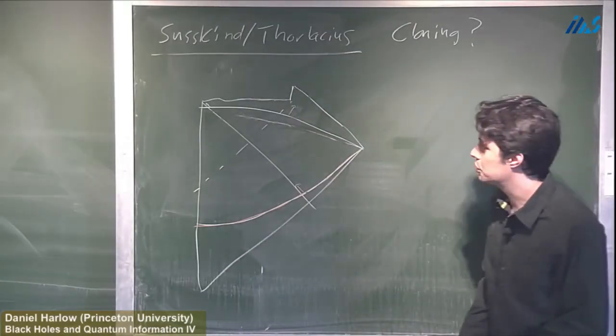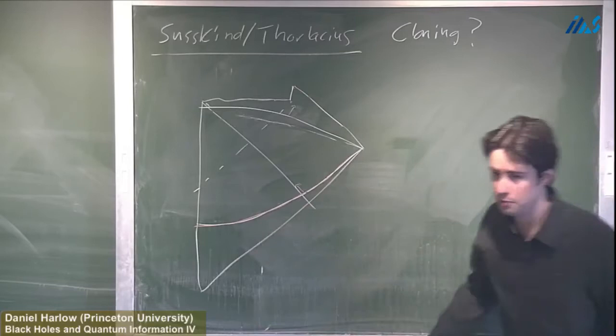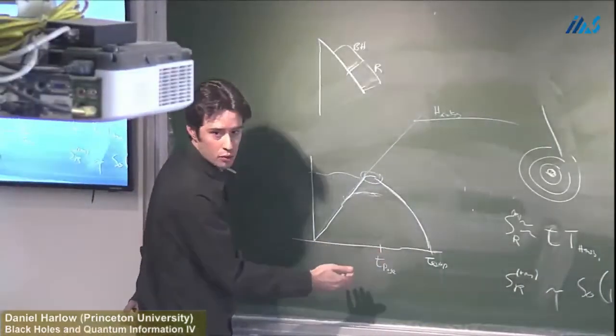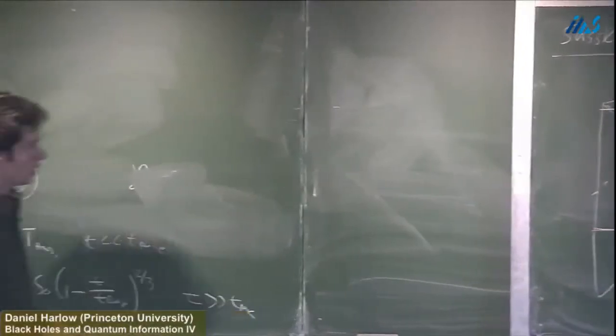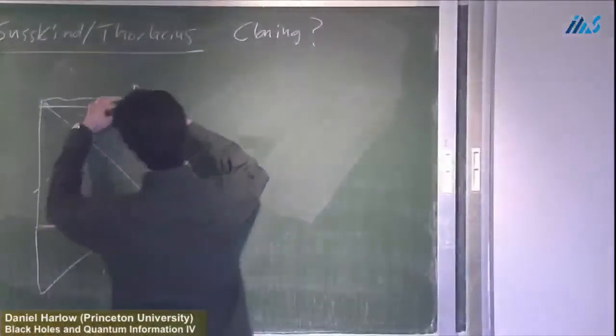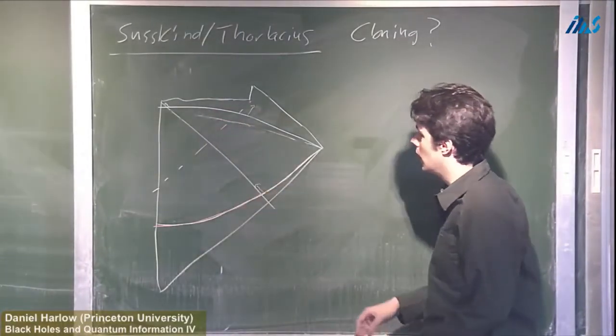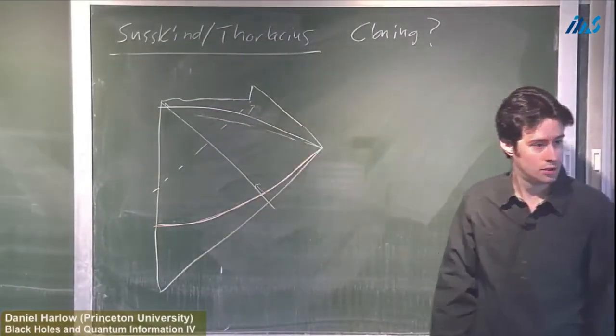Now, how late do I have to push it? Well, remember from our discussion of Page that up until the Page time, the state of the radiation is just maximally mixed, so it doesn't have any quantum information. But after this, it starts having information. The entropy starts coming down, and you start learning about what you made the black hole out of. So at a minimum, you would have to push this up past the Page time. But there's nothing to stop me from doing that and still drawing this slice. And then now it looks like I've got a cloning machine.